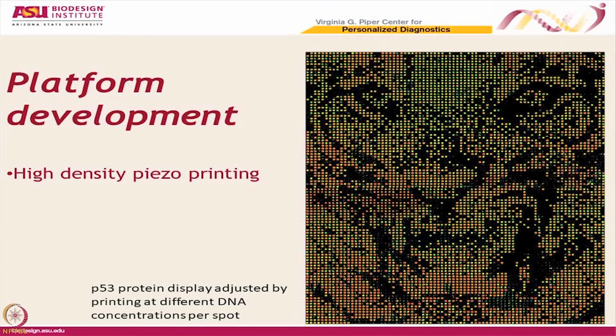We've printed different amounts of DNA encoding the p53 protein. We then express the p53 protein in the array in these nanowells, and then probe the array with anti-p53 antibody with a fluorescent tag on it. And what you end up seeing is, because of the different amounts of DNA, you can get an image of the tiger's face. So this was the first time we ever did an image using a protein array.